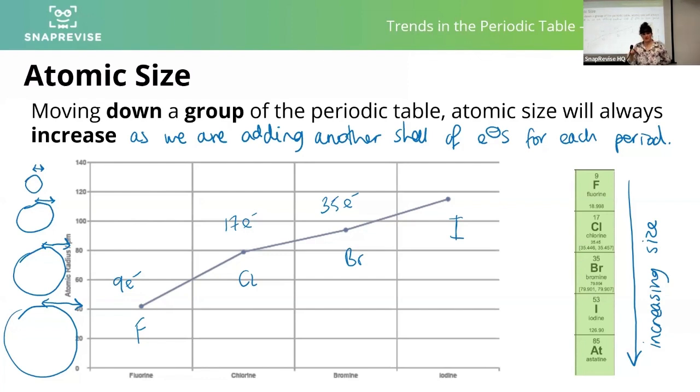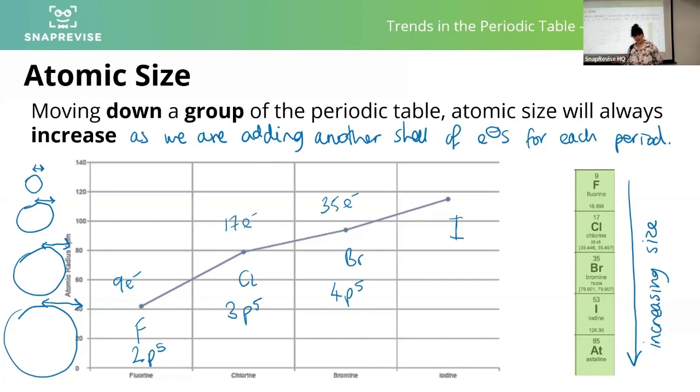So if we were writing out the electronic configuration, fluorine's outer subshell would be 2p5. Subshell notation would be 2p5. So 5 electrons in the p subshell. In shell 2, the second p subshell. Chlorine would be 3p5, bromine 4p5, iodine therefore 5p5, but we'll leave that one for now. So we can see every time we're adding a shell of electrons, that is increasing the atomic radius.